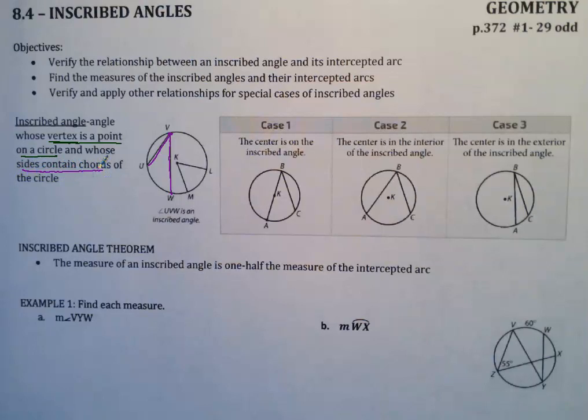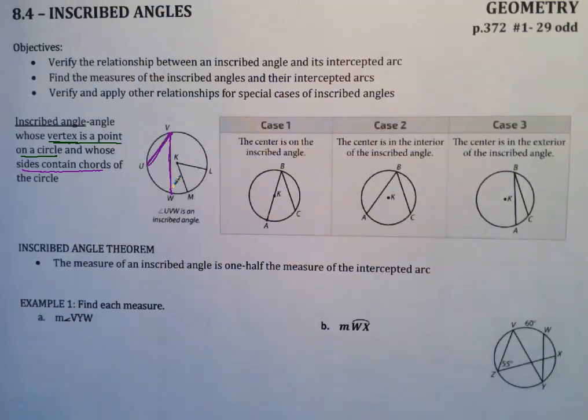So angle LKM is not inscribed because its vertex is the center. What kind of angle is LKM? It goes through the center. What's that called? Central angle. So angle LKM is a central angle. Angle UVW is inscribed.